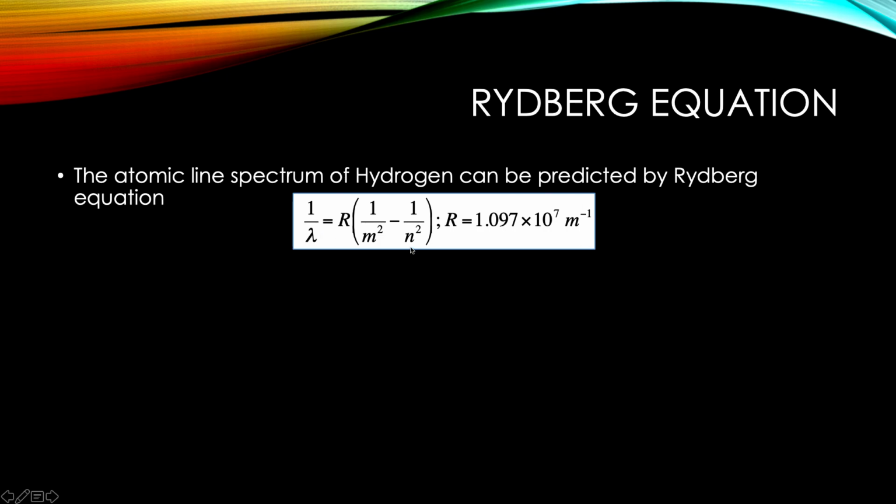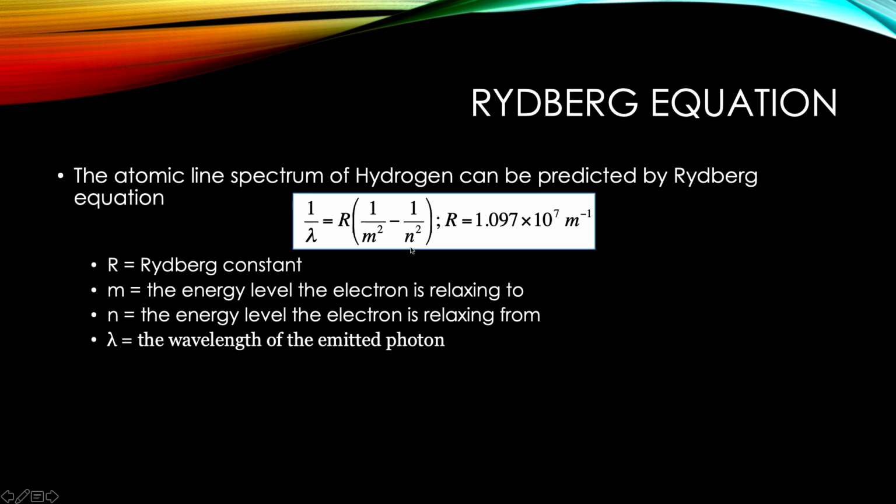Now, for this equation, the way it's currently set up, if we're talking about emission in particular, so basically looking at an atomic line spectrum and trying to figure out the wavelength of those photons coming out of that atomic line spectrum, what the M and the N are going to represent. The M is the energy level that we're relaxing to, so it's where we end up. It's the lower number of those energy levels.